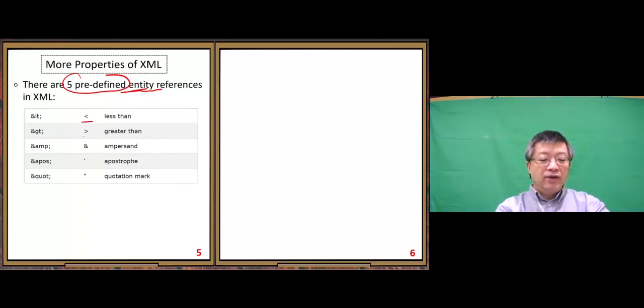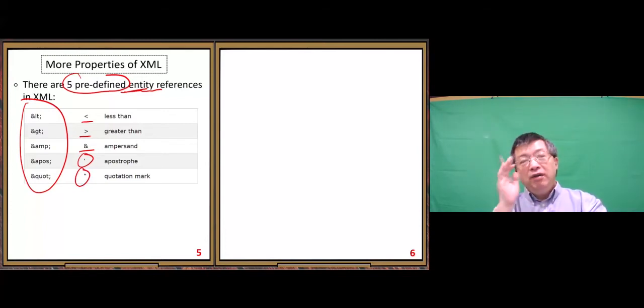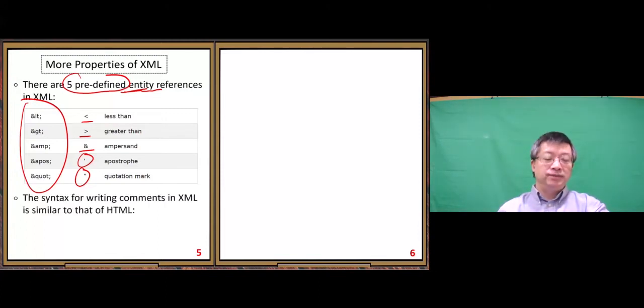Less than, greater than, ampersand, apostrophe, and double quote, here. Only 5, see? It's enough. For this part, it's much simpler than the corresponding part of HTML. All right.